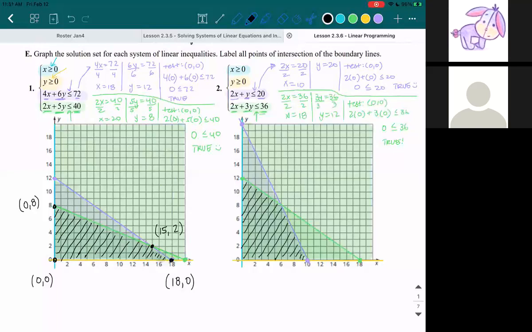And so let's label all the intersection points. We have this one, this one, this one, and this one. Labeling them, we have 0, 0, 10, 0, that is a 6, 8, and that one is a 0, 12. And there we go. So now we've labeled all points of intersection of the boundary lines, and the solution is everything that's with those black slash marks, okay?